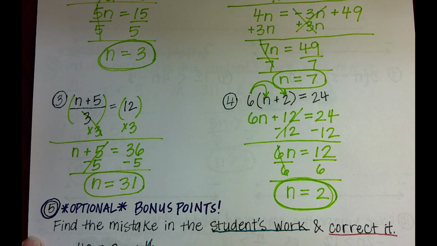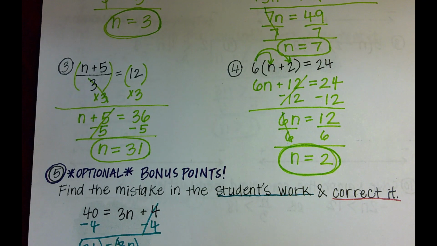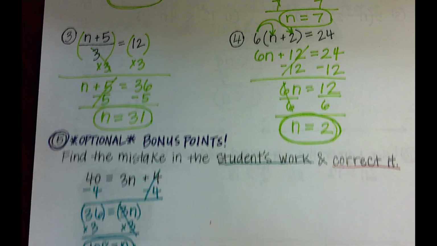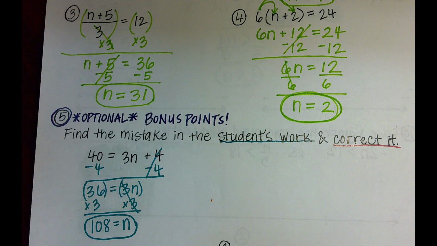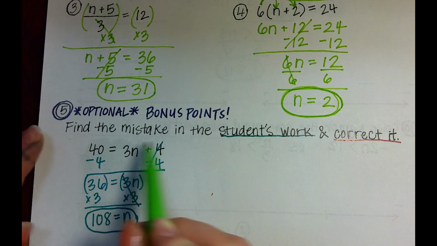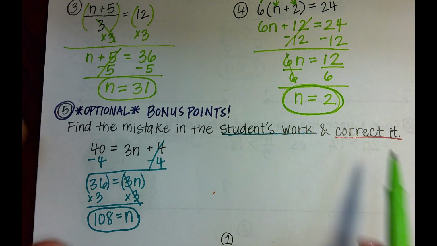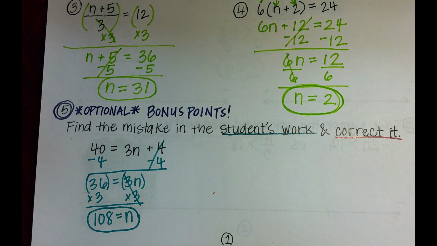And then you'll notice number 5 is optional. This is a bonus question. On your actual quiz, you will have a very similar bonus question. So I'm just going to show you what I might expect if you decide to do the bonus. It says, find the mistake in the student's work and correct it. So you are the teacher on this one.